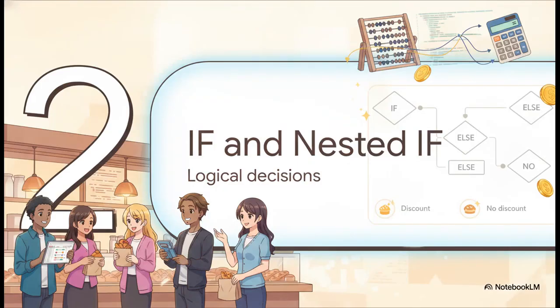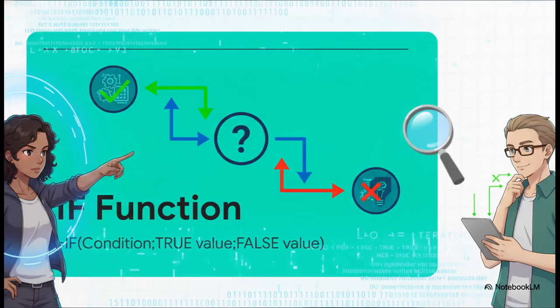Moving on to Section 2, IF and nested IF. Time for some logical decisions. Let's tackle our next bakery challenge. We want to automatically calculate customer discounts without having to manually think about it at the register. The basic IF formula is a total lifesaver for business rules. The syntax is pretty simple, but so powerful.